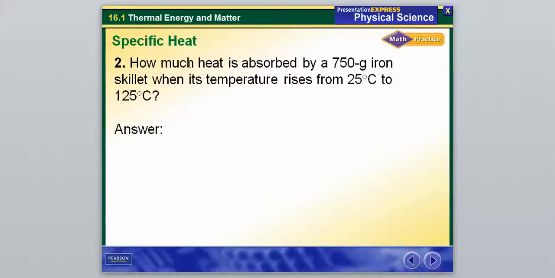Then we have how much heat is absorbed by a 750 gram iron skillet when its temperature raises from 25 degrees Celsius to 125 degrees Celsius. It gives us our temperature change right here, our mass right here. You need to go look up the specific heat for iron, which is on that chart as well. All of those are very solvable. You just have to calculate a little bit more in that one to figure out what a couple of those unknowns are.